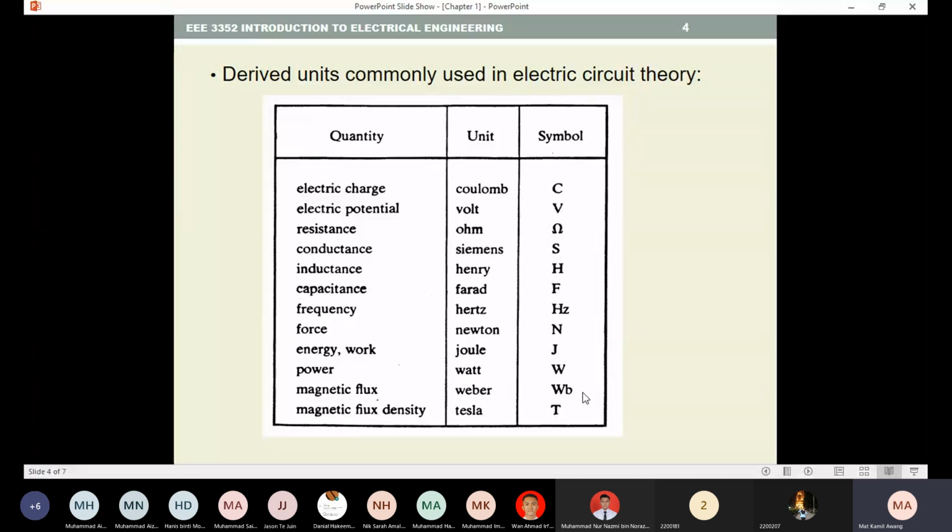Okay? And magnetic flux density is Tesla. It's one of the famous scientists or engineers, Nikola Tesla. So the symbol is capital T. So these are all the derived units commonly used in electrical circuit theory. We are going to use these over and over again throughout these 14 weeks. Okay, clear? Any questions so far? No, sir.